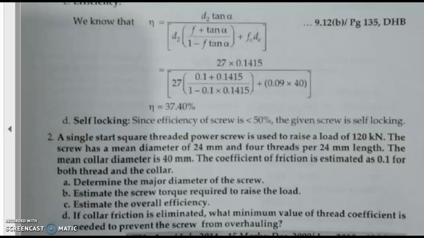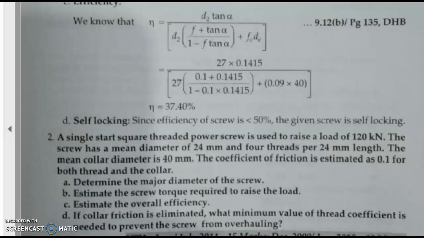A single start square threaded power screw is used to raise a load of 120 kN. The screw has a mean diameter of 24 mm and 4 threads per 24 mm length. The mean collar diameter is 40 mm. The coefficient of friction is estimated as 0.1 for both threaded and collar. Then they are asking to determine the major diameter of the screw.